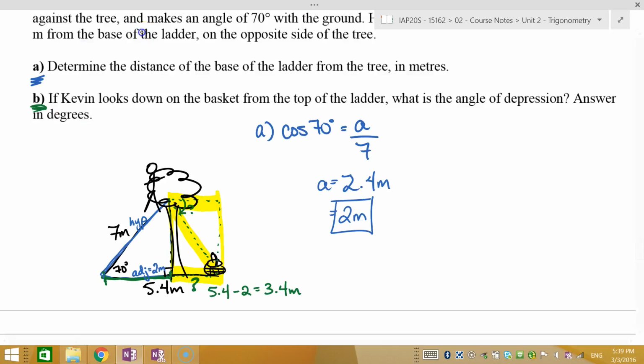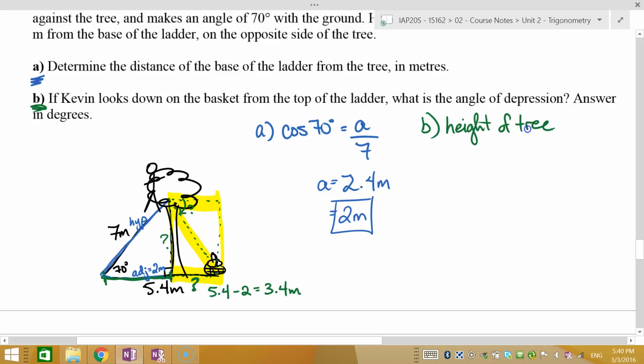So, going back to my green pen, I do know a side. I need another side though. I'm still not done. So I need to figure out the height of my tree. Because if you're going to solve for an angle in a triangle, you need 2 sides minimum to fill in 2 out of your 3 variables in any of your trig functions. So for part B, this is a little trickier. I'm going to first solve for the height of my tree. And for that, I have to go back to my original triangle, this guy right here.